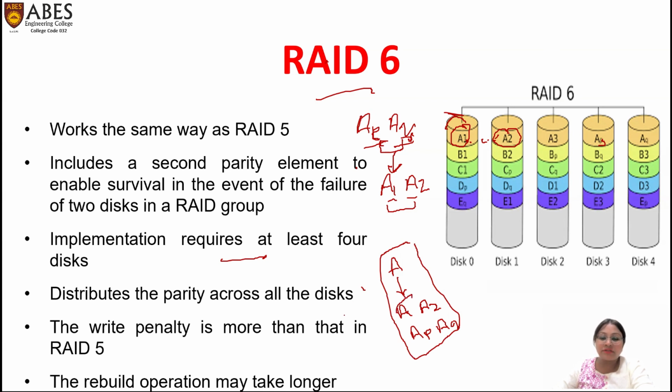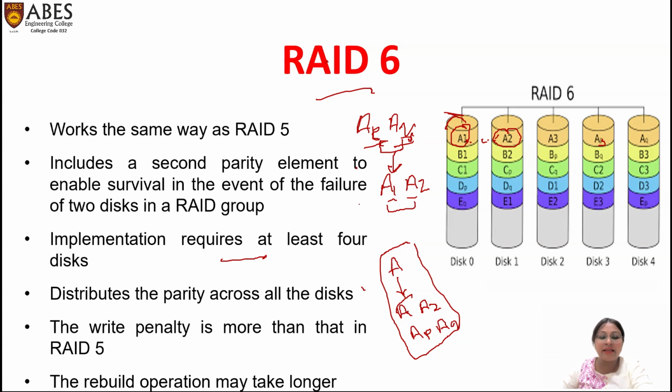The parity is distributed across the disks. As you will see, parities are not stored in the last disk. All the parities are distributed among all the disks. Like for the A block the parity is in disk 3 and disk 4. For the B block the parity is in disk 2 and disk 3. For the C block the parity is in disk 1 and disk 2. For the D block the parity is in disk 0 and disk 1, and so on.